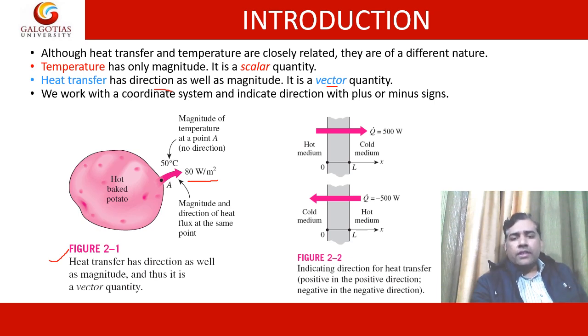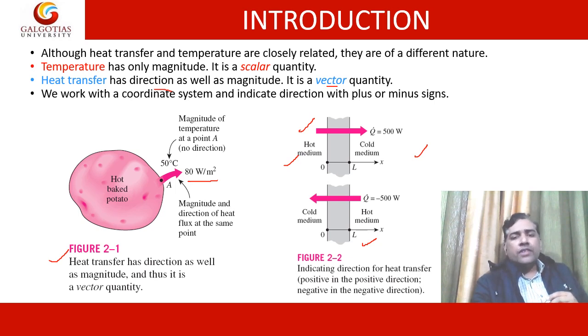Okay, so in the second figure, figure 2, as you can see, this is the hot medium, this is the cold medium. So heat generally flows from the hot medium to the colder medium. Again here the direction has been described, and the heat transfer rate is shown here as 500 watt, and 500 watt means 500 joule per second. Similarly, in the lower part of the figure, again the direction is shown as a reverse direction of flow.